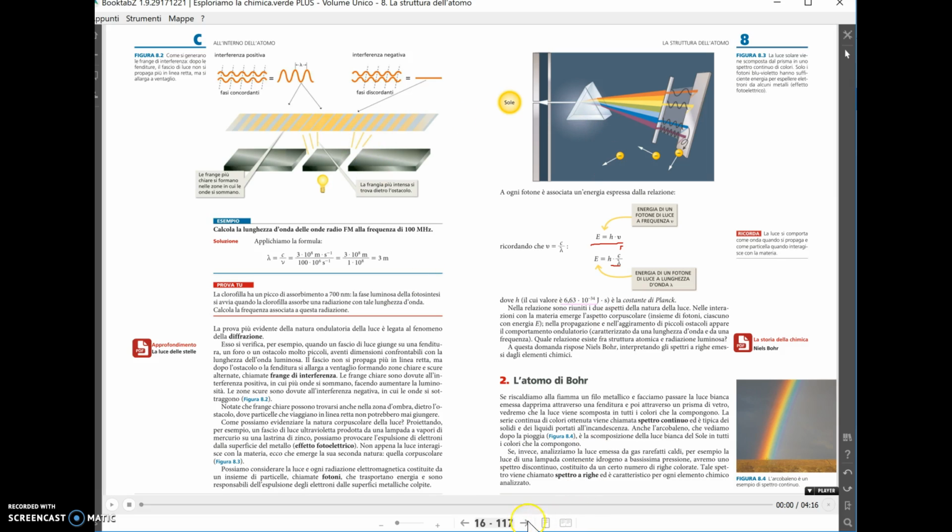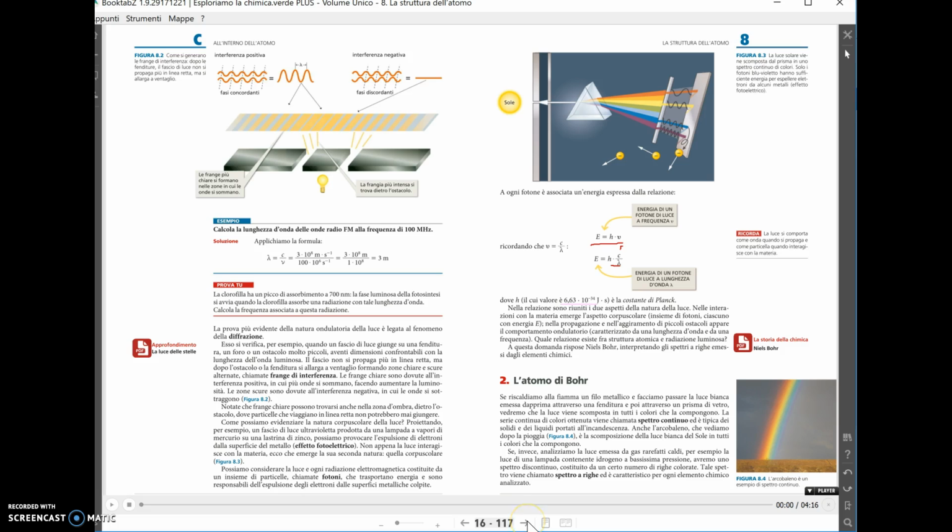The characteristic parameters of electromagnetic waves are speed, wavelength and frequency, given by c equals λ multiplied by ν, where c is the speed of light. Particles of light are called photons. Each photon is associated with energy expressed by the equation E equals h multiplied by c divided by λ, where h is Planck's constant.